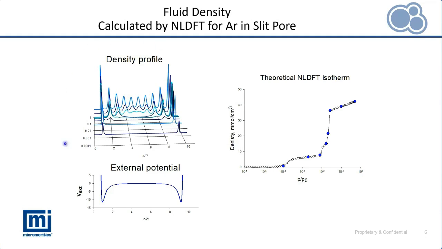The upper graph shows the density profiles calculated for different pressures, for increasing pressures. So the lowest pressure gives this kind of density profile that, as we expected, has sharp peaks in the positions corresponding to the minima. The adsorption isotherm calculated from these density profiles is shown on the right.